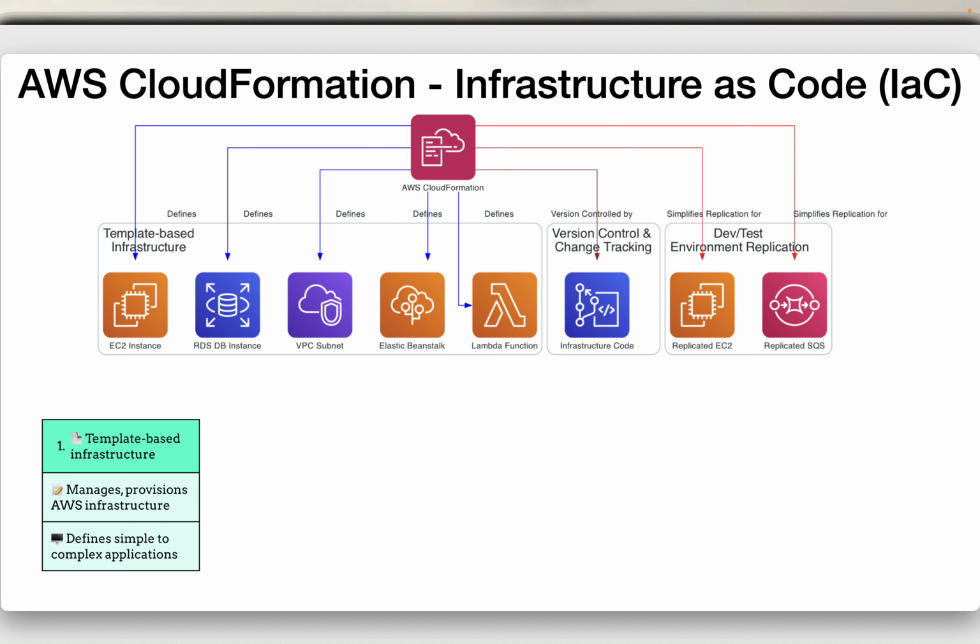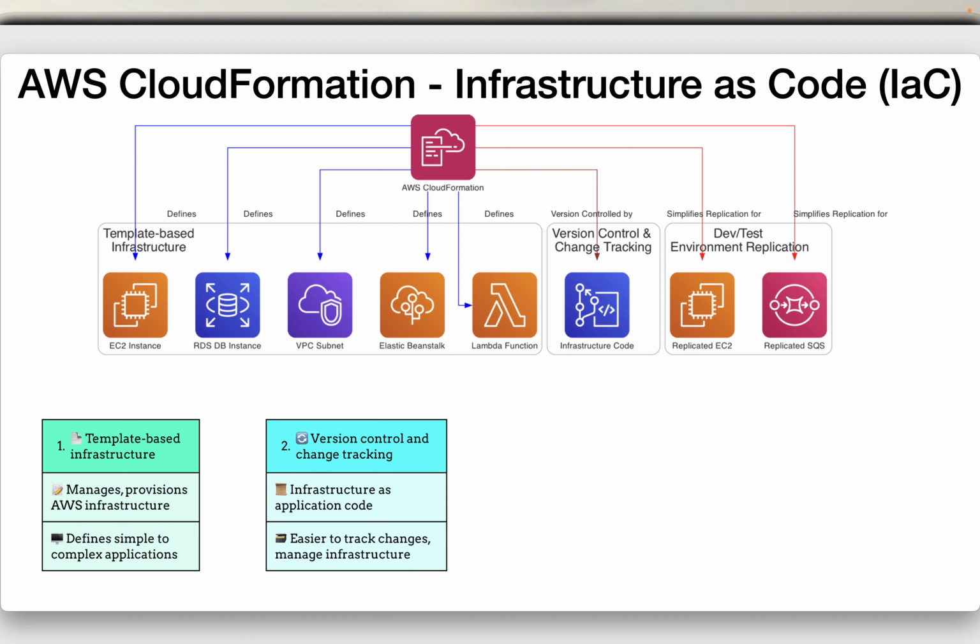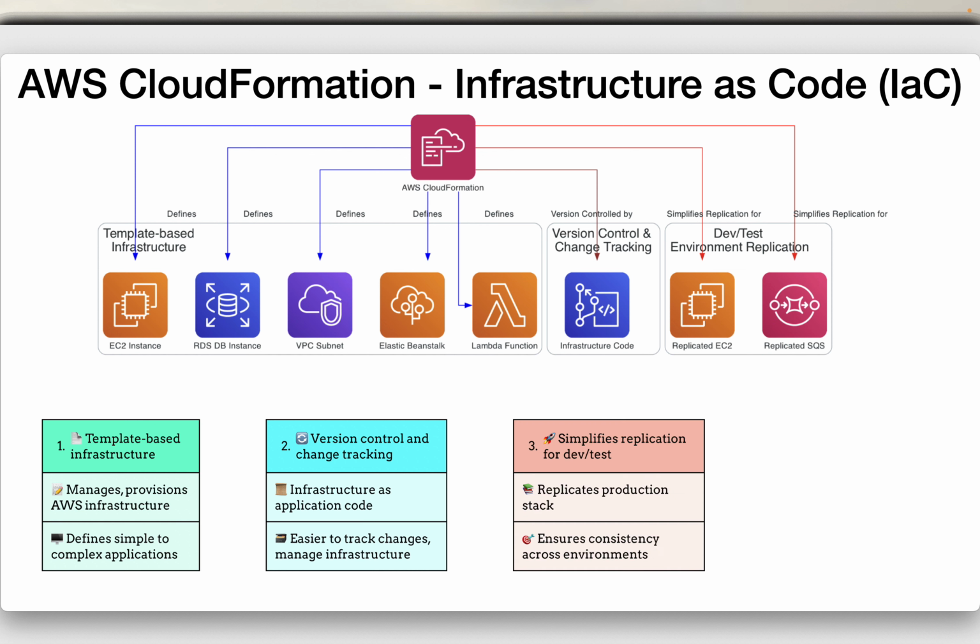These templates can define everything from a single Amazon EC2 instance to complex multi-tier, multi-region applications. With CloudFormation, you can version control your infrastructure just like application code. This makes it easier to keep track of changes and manage your infrastructure more effectively. Third, CloudFormation makes it straightforward to replicate your entire production setup for development and testing purposes, ensuring consistency across environments.